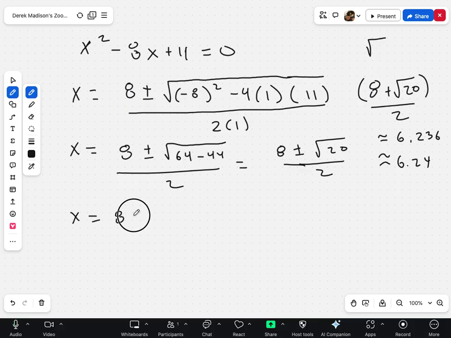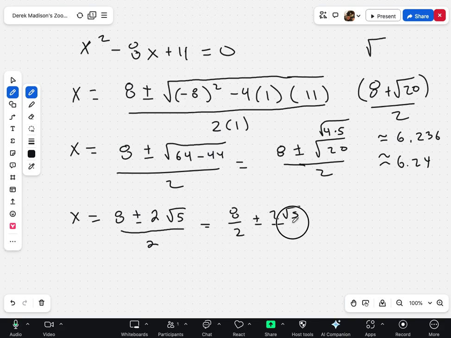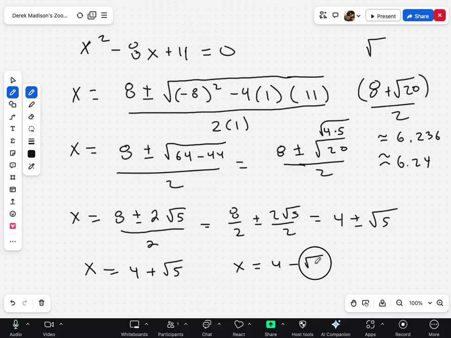So 8 plus or minus root 20, and 20 is a 4 times a 5 under there. So I'm going to bring the 2 out front. It's going to leave behind the 5. And then that's over 2. And then 2 goes into both 2 and 8. So you can kind of think of that as 2 separate fractions, right? So it'd be like 8 over 2 plus or minus 2 root 5 over 2. And I can reduce those 2's, and we get 4 plus or minus root 5. From there, 2 solutions, right? x equals 4 plus root 5, and x equals 4 minus root 5.